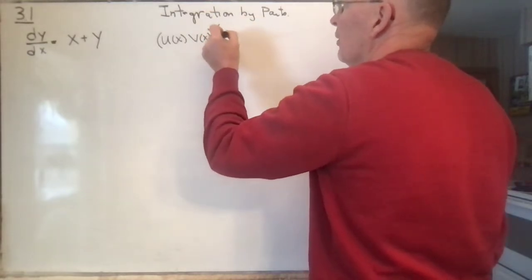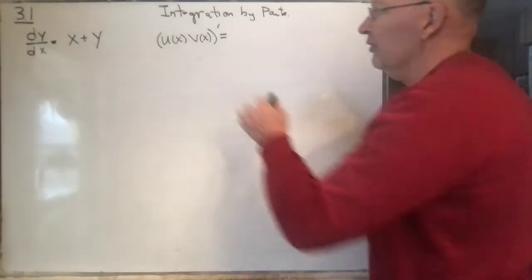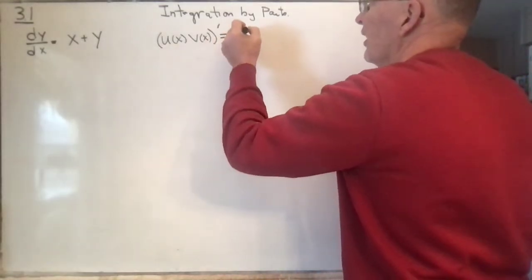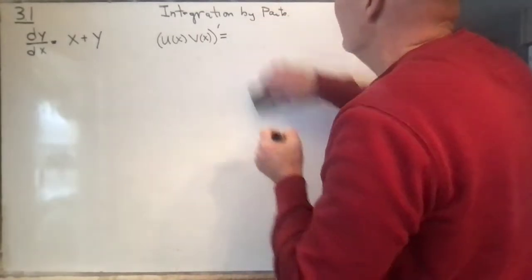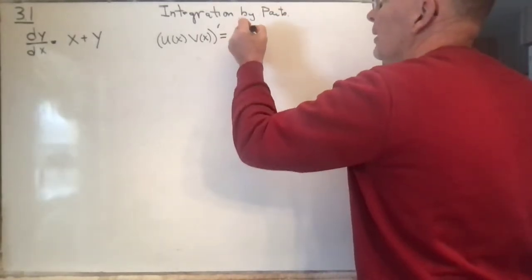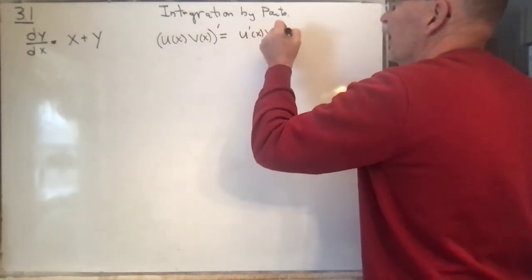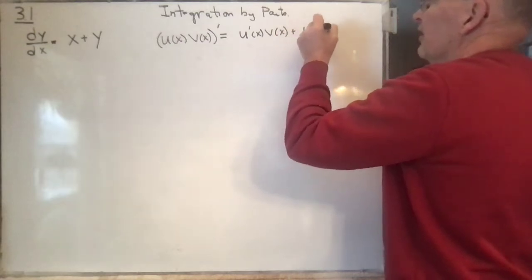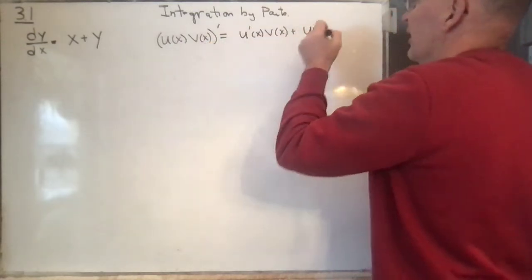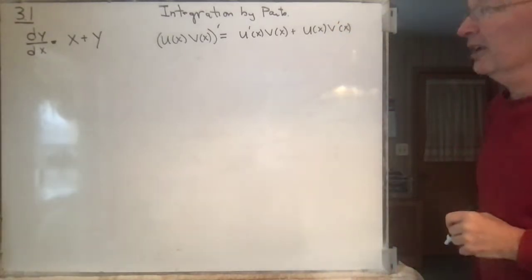And you know, hopefully, that when you take the derivative of the product of two functions, you have to use a product rule. You take the derivative of the first, which I will write as u prime of x, and then you leave the second one alone, times v of x, plus I leave the first one alone, u of x, times the derivative of the second one, v prime of x. Okay, there's your product rule.